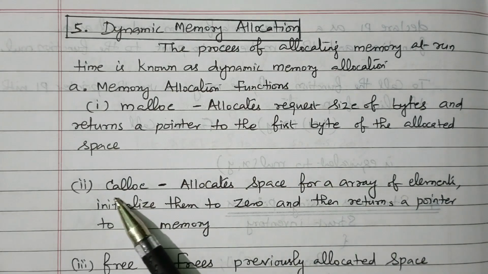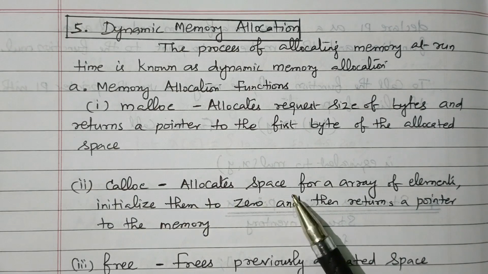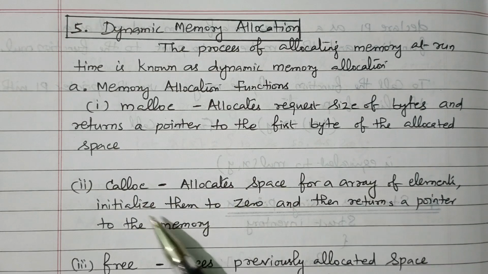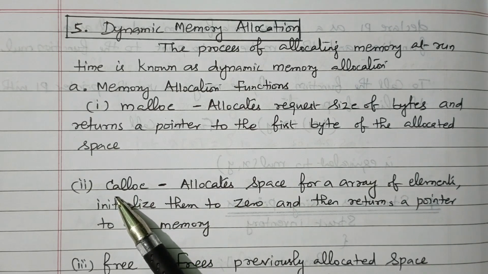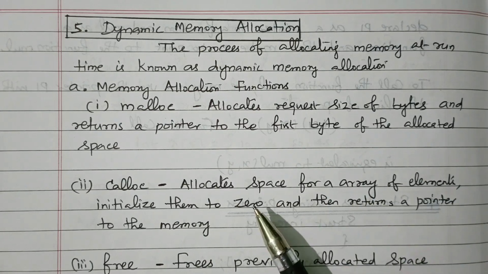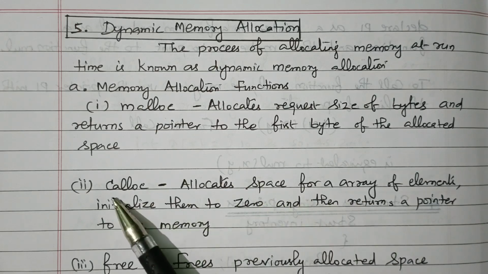Then calloc allocates space for an array of elements. In malloc we don't know the size, but here it is given for an array of elements. What is an array? An array is a set of same-type data. Integer a means integer type, we can store one data. Integer a of 10 means a single-dimensional array. With the name a, we can store 10 different integer data, that is a of 0, a of 1, a of 2, like that. We can store 10 data. So for allocating memory for an array, we use calloc.